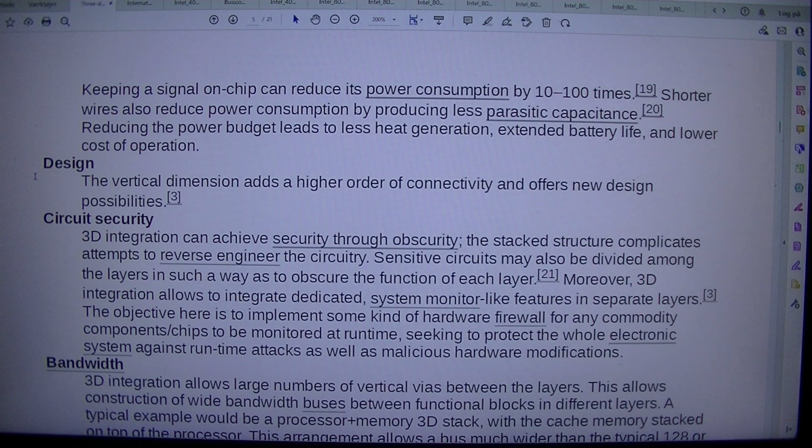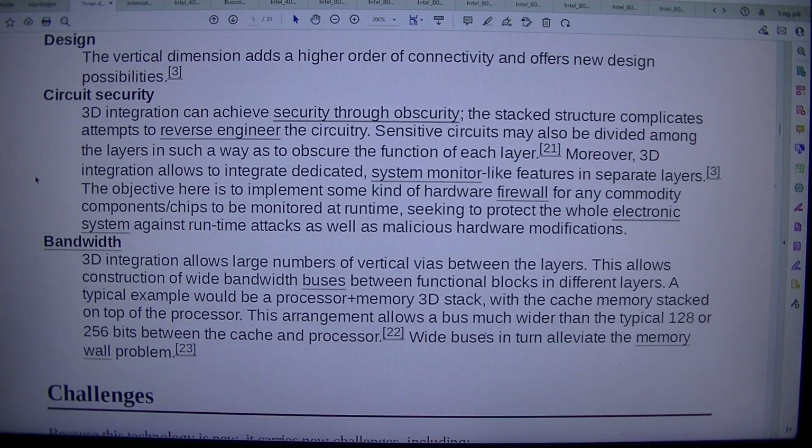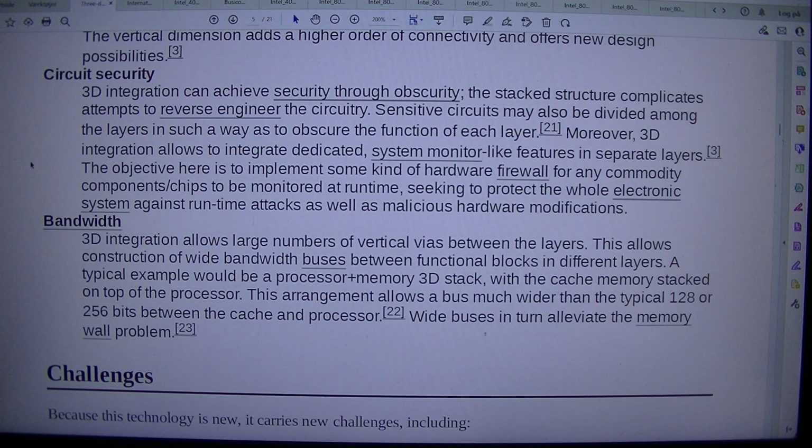Connectivity and offers new design possibilities. Circuit security. 3D integration can achieve security through obscurity. The stacked structure complicates attempts to reverse engineer the circuitry. Sensitive circuits may also be divided among layers in such a way as to obscure the function of each layer.